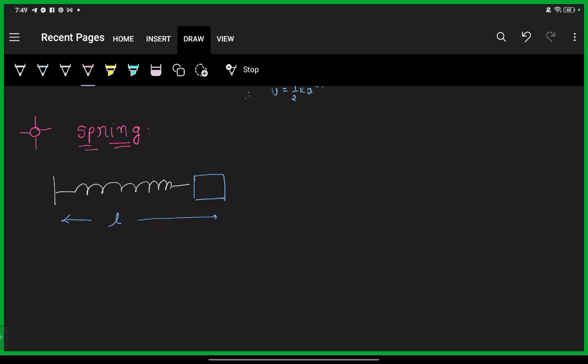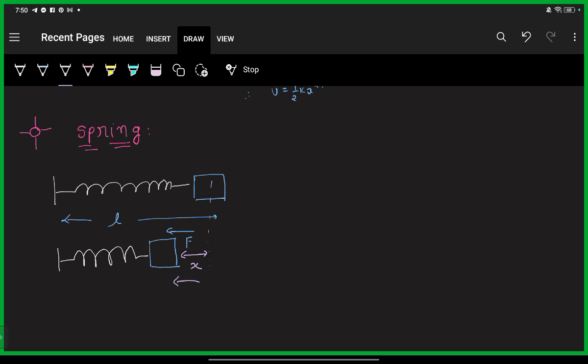So when you apply a force to this spring in the leftward direction, it gets stretched, right? Here the external force is in this direction. So it made some displacement, right? Let's say the displacement is x. As you can see, the displacement is in this direction and the force is also in this direction. This is the external force.